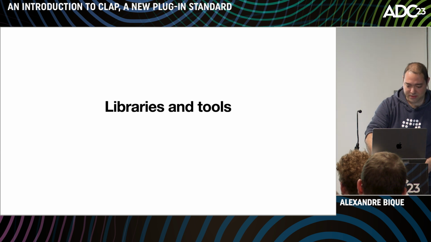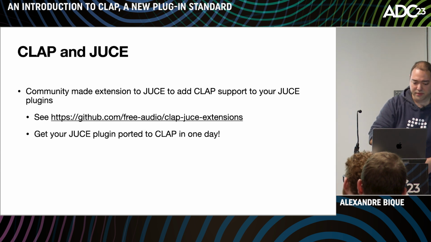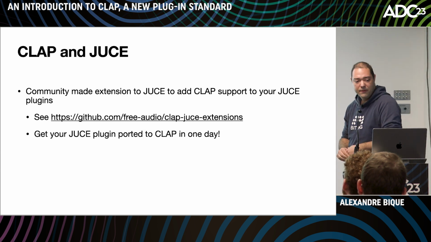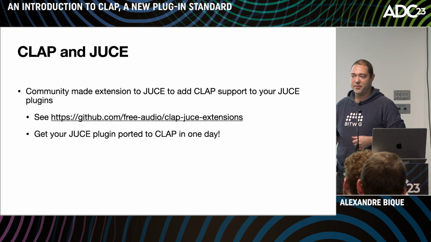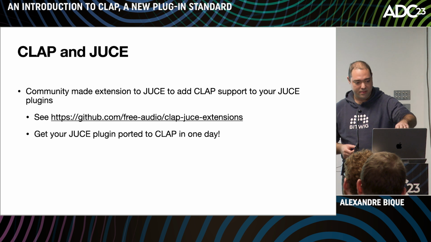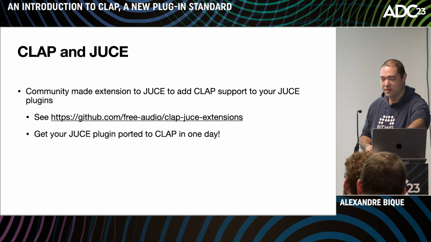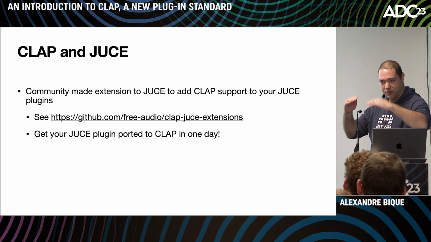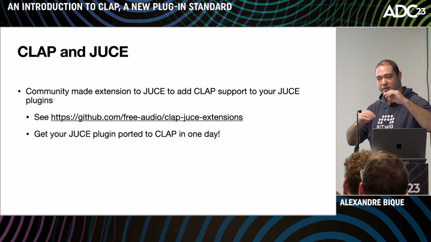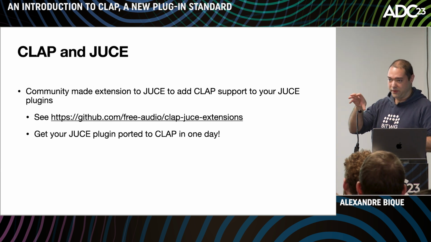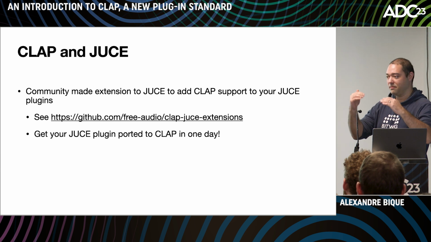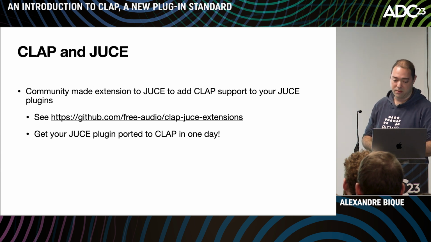Now I want to talk about the libraries and tools. So if you have a JUCE plugin already, it's really easy to get Clap support. You just have to add this repository as a submodule. There are some instructions, so you need to modify your build system a little bit. But it's basically adding an extension to JUCE, so you get a Clap plugin out of your code already. So it takes just a few hours to get it done.